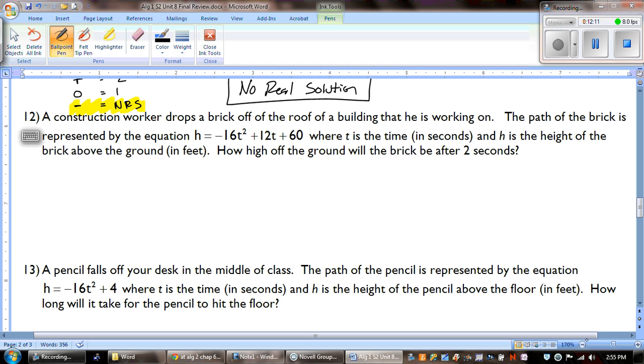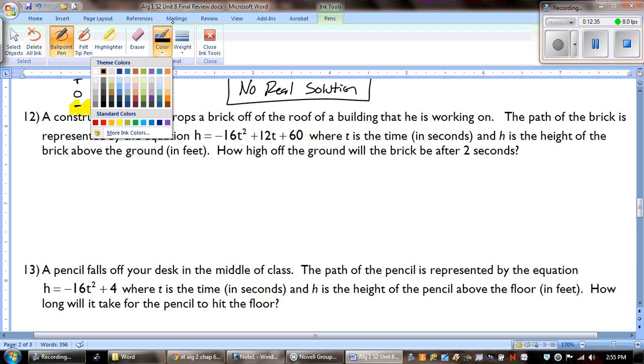Okay, number 12. A construction worker drops a brick off of the roof of a building that he is working on. The path of the brick is represented by the equation h equals negative 16t squared plus 12t plus 60, where t is the time in seconds and h is the height of the brick above the ground in feet. How high off the ground will the brick be after 2 seconds?